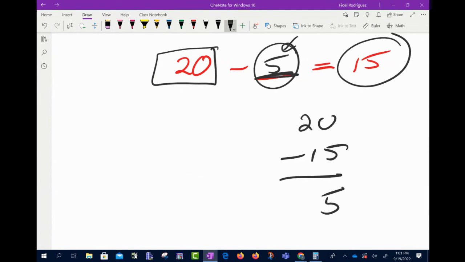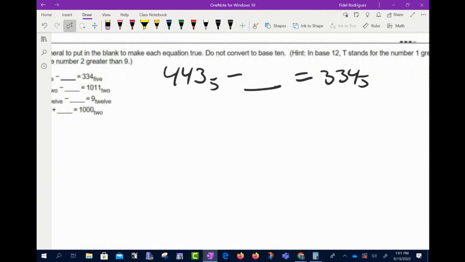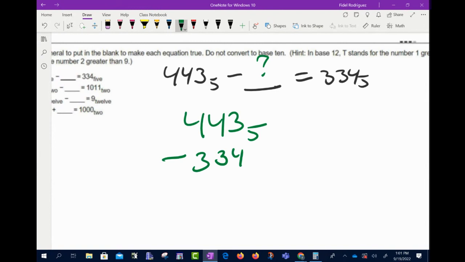Okay, so now I'm going to scroll back over here, y'all, and I'm going to say, look, if I wanted to figure out what number I would have to put right there, we could take 443 base 5, and we could subtract 334 base 5, and we'll figure out what answer we're going to need to get.